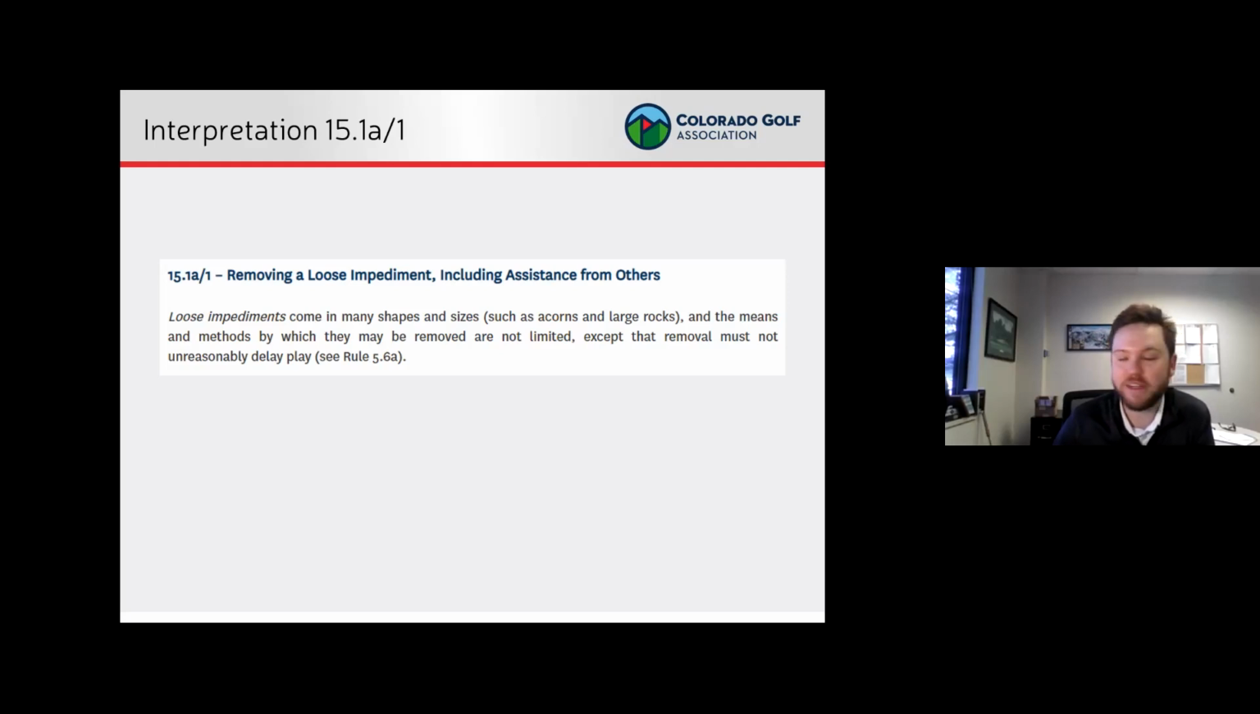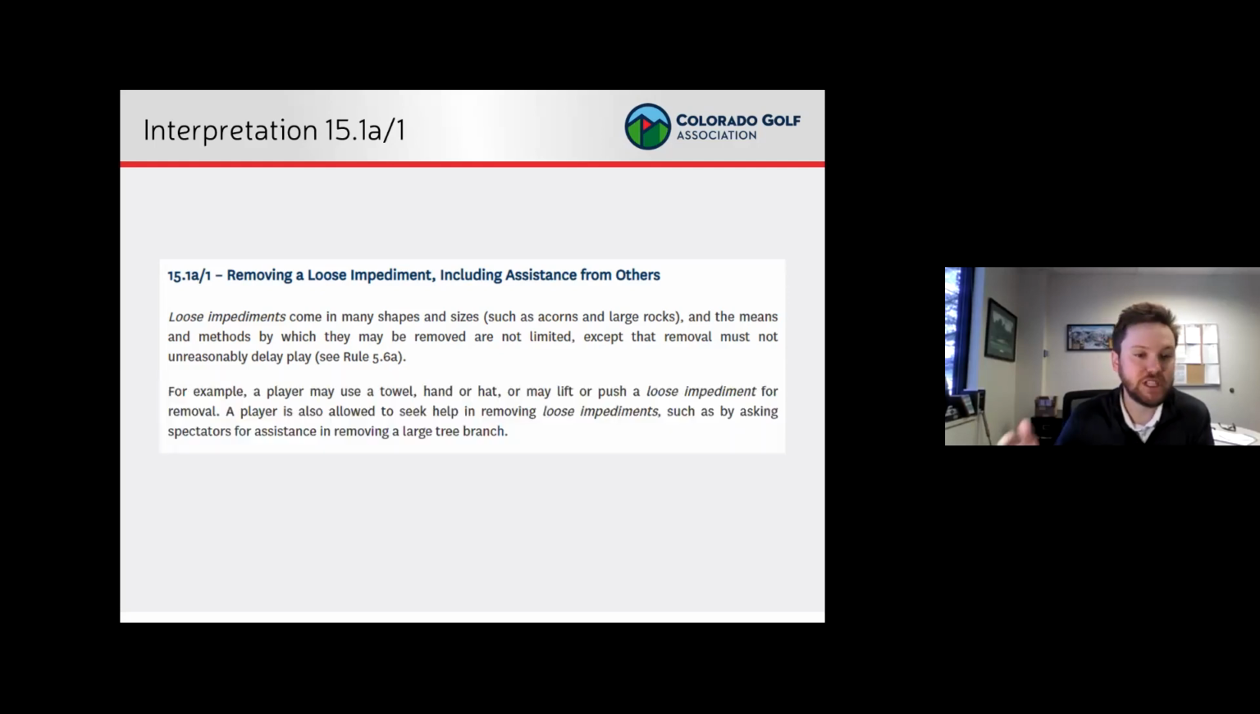So you can't take 20 minutes and say, I'm going to go get a bunch of people and come over and move it. Just for example, a player may use a towel, hand, or hat, or may lift or push a loose impediment for removal. A player is also allowed to seek help in removing loose impediments, such as by asking spectators for assistance in removing a large tree branch. Again, not many of us play when we have spectators. So that's, again, a little boutique.